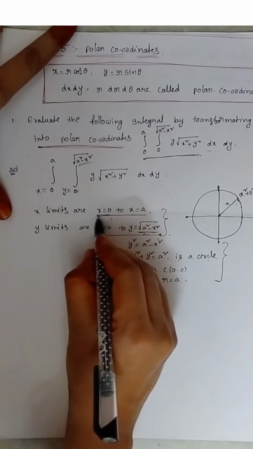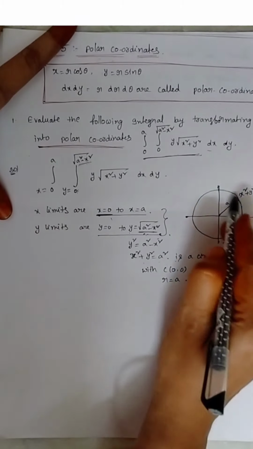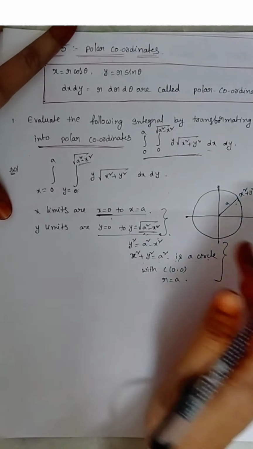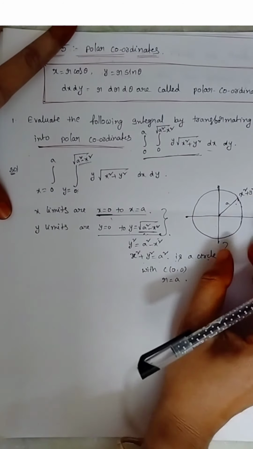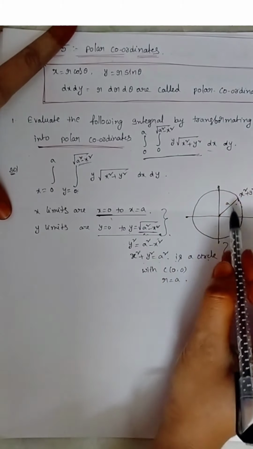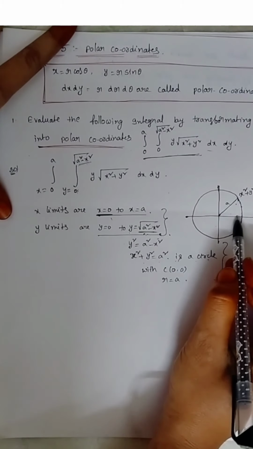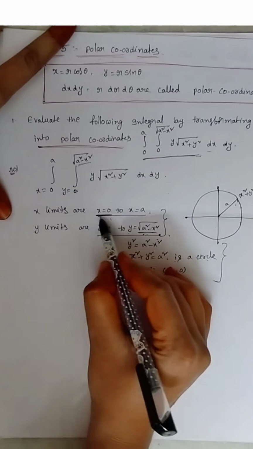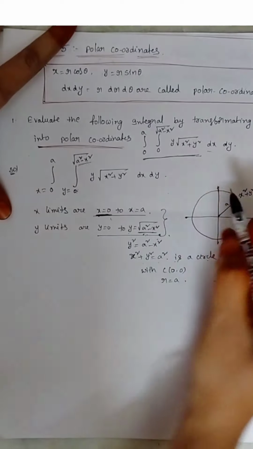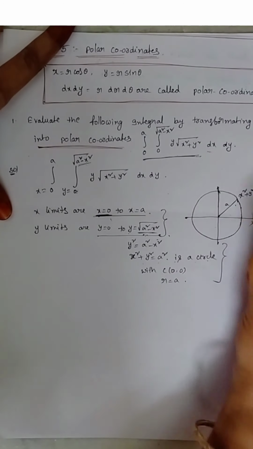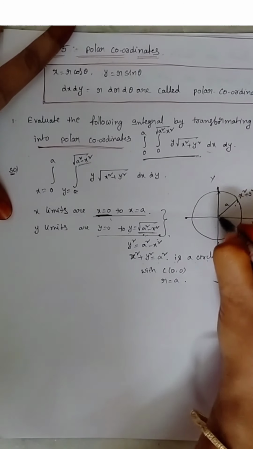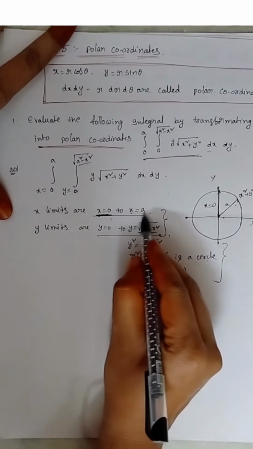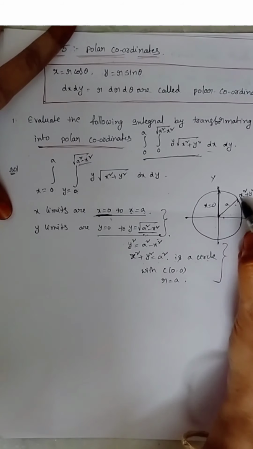Now, in this circle, whether they have given the full region, half region or quarter region depends on the limits only. We can know exactly which region we are going to find. Here x equals 0 means this is the x axis, this is the y axis, and this is x equals 0. Now x equals a means like this.